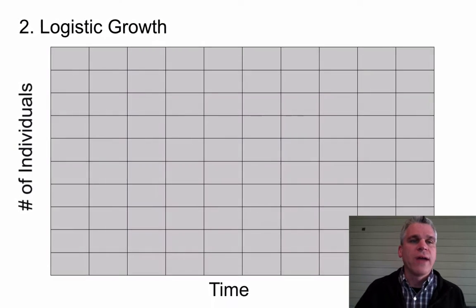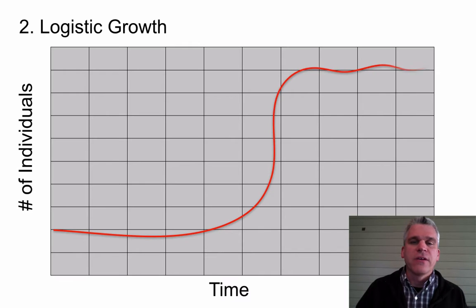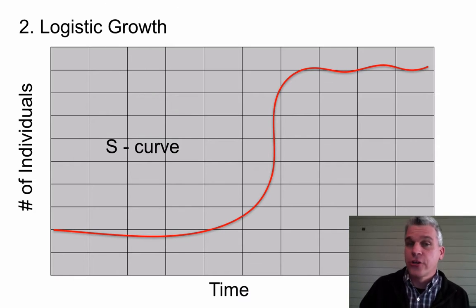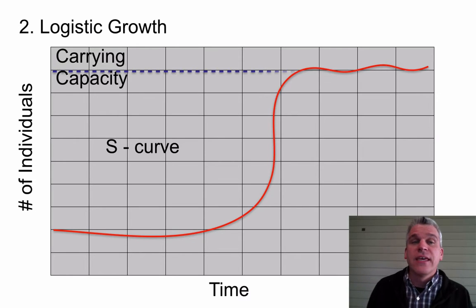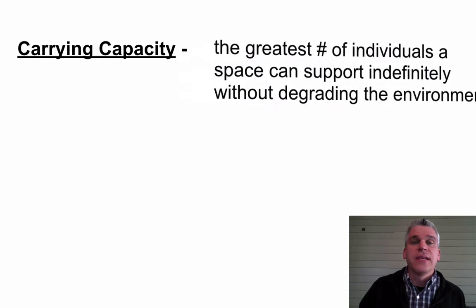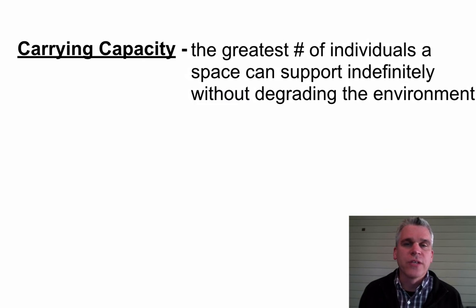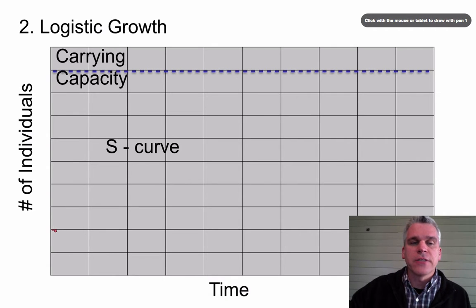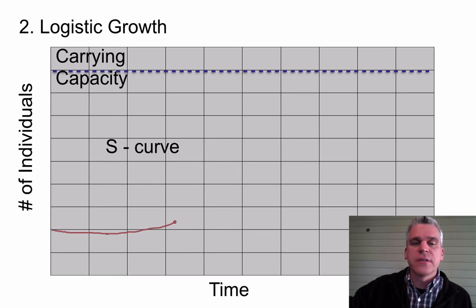And so if we were to graph this, we might see some stable growth, and then we might even see some exponential growth. But eventually it does level off at some point. This is what's known as an S-curve. And where it levels off is known as the carrying capacity for that ecosystem. So real quick, a carrying capacity is simply the greatest number of individuals that a space can support indefinitely without degrading the environment.